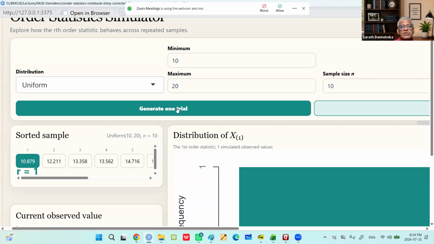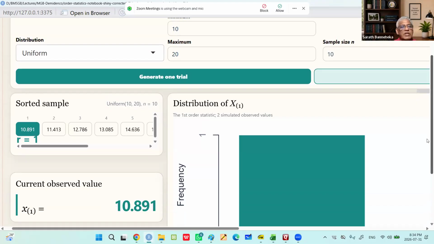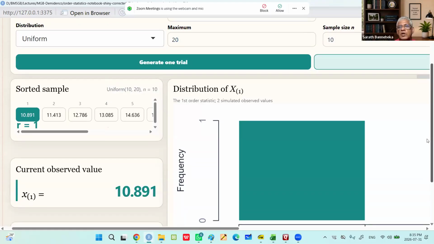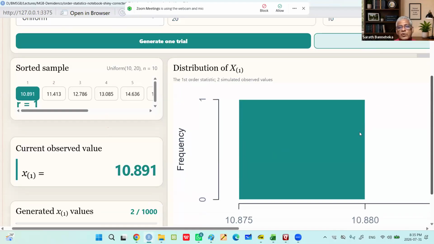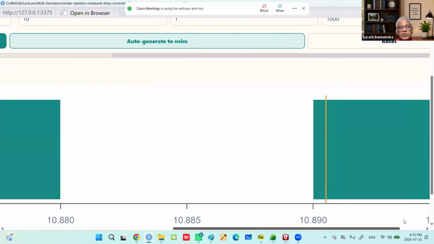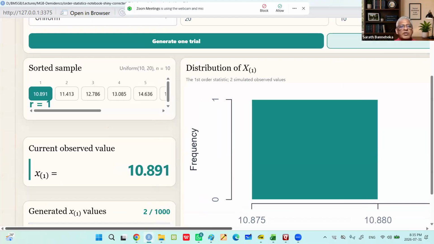Right. So let me generate another one. Take a random sample of size 10 from the same uniform distribution. So that sample is different here. And I have now put them in the order. So this is the minimum value. So this is my second possible value for the first order statistic. Right. So when I generate one by one observations for the first order statistic, I build up a histogram of those values here. So I have now only two observations yet, right? So the histogram is like this at the moment. It is not meaningful at the moment.